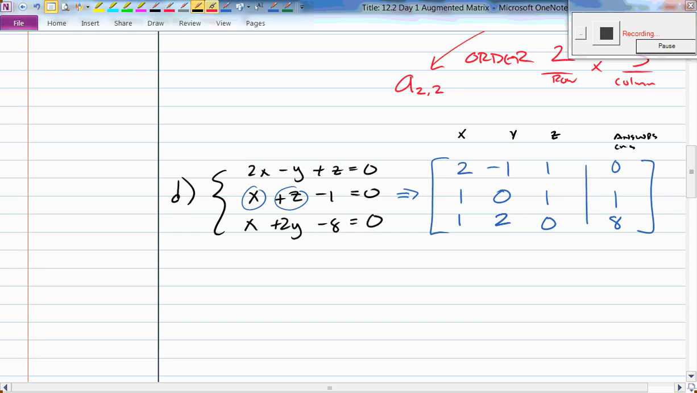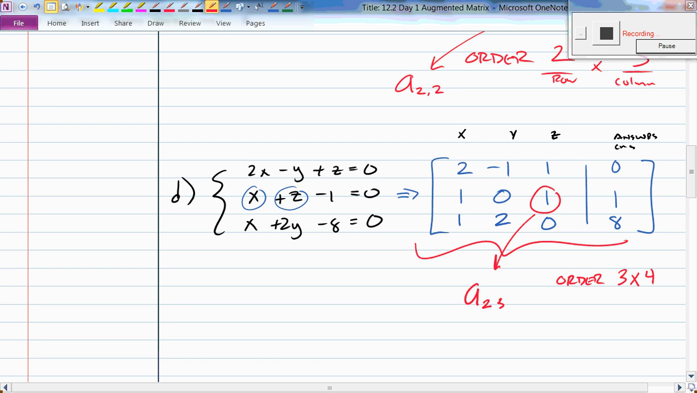So somebody out there, describe for me this entry. It's going to be A something something. What's it going to be? A2, 3. What does the 2 stand for? Row 2, column what? Column 3. Good. Someone give me the entire order. What's the order of this matrix? How many rows are there? 3. How many columns are there? So this is a 3 by 4 ordered matrix. Is this making sense to you guys?